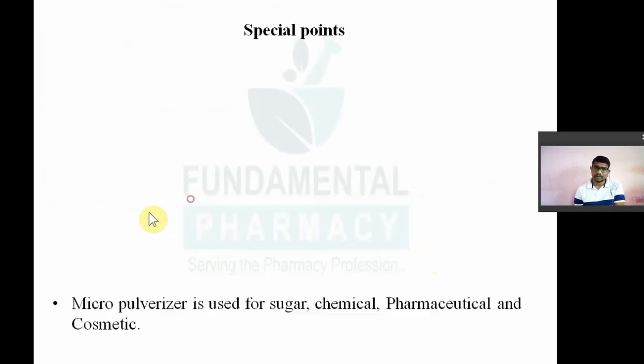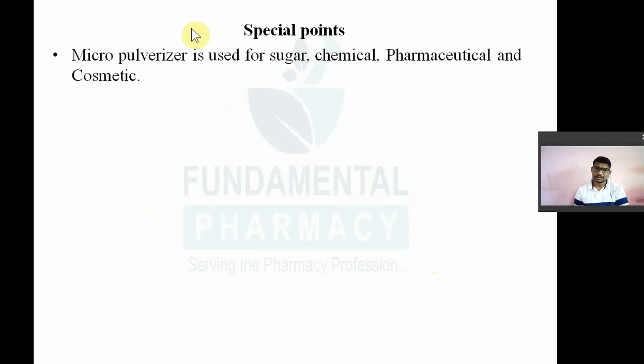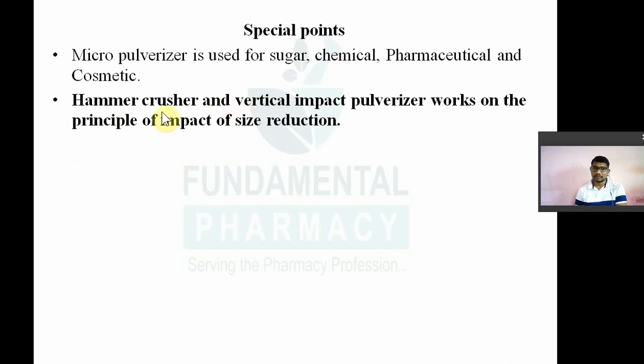Now again, micropulverizer is used for sugar, chemical, pharmaceutical and cosmetic industries. Micropulverizer use करते हैं इसमें सब में. Then hammer crusher and vertical impact pulverizer work on the principle of impact for size reduction. जो hammer crusher होता है या फिर vertical impact pulverizer होता है, they both work on impact.